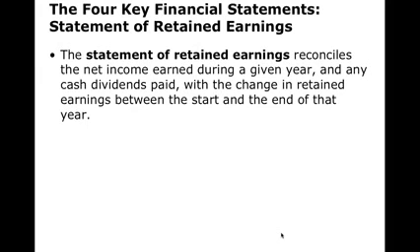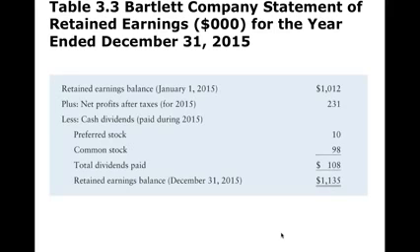Now, a statement of retained earnings, this is what reconciles the net income earned during the year and any cash dividends paid, or changes in retained earnings from the start of the period to the end of that year. So basically, it works like this. A company makes money and it wants to retain that money. So if it has net profits, it can either pay it out as dividends or retain it as earnings or both. So together, retained earnings and paid out dividends are going to be your net profit. And we add that, it accumulates. So we keep adding that to last year's retained earnings.